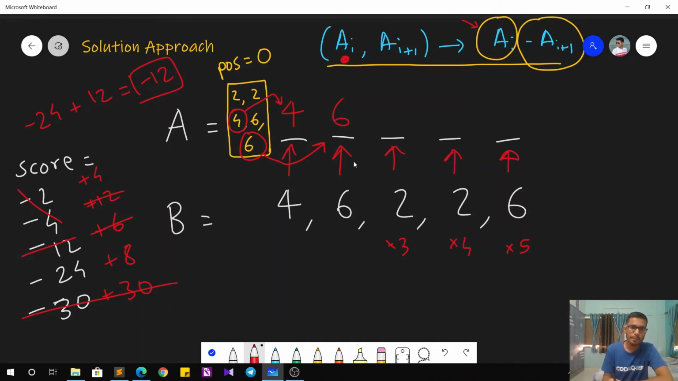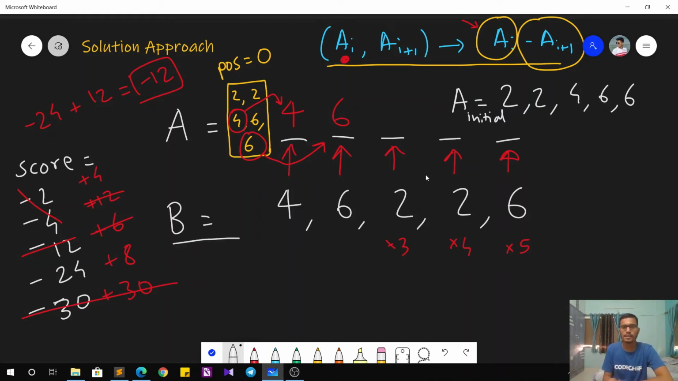So for this example, where the initial array A, I will write it over here again. Initial A was 22466. Okay, this was the initial one, and your target array was this. For this example, the answer comes out to be -12. What was the intuition and the trick that I used for this question?